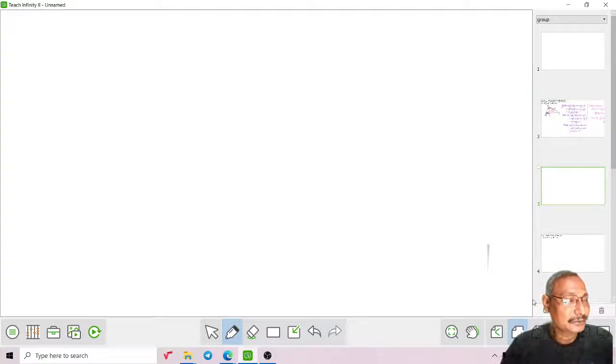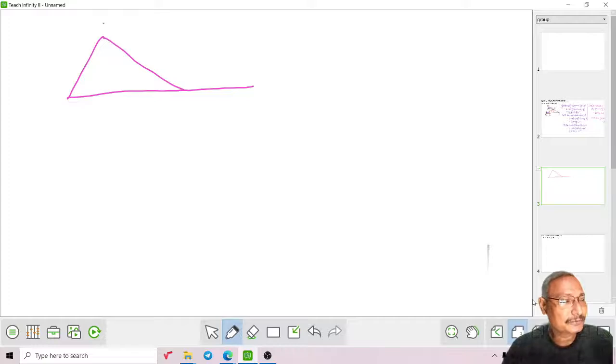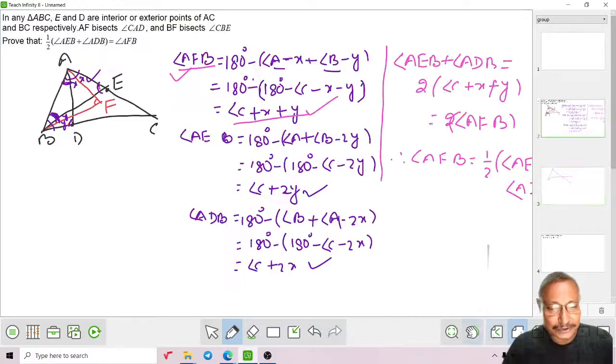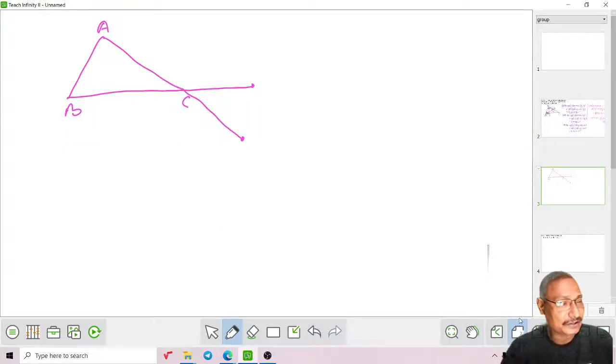Suppose that this is the triangle, and we are taking a point on the exterior part of BC and one point on the exterior part of AC. First check it, what was the naming system? E was on AC. So we are to take E on AC. So this point is A and this point is taken as D.